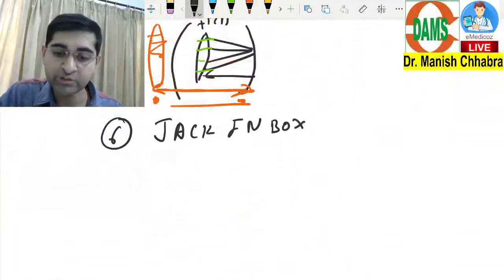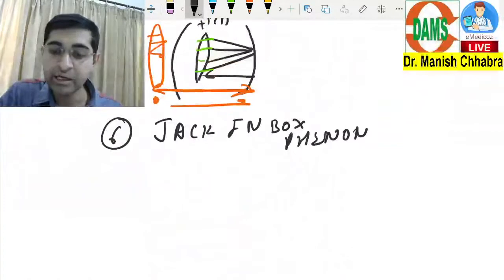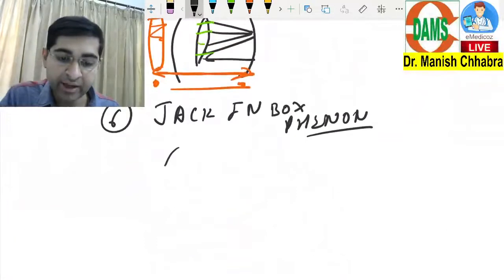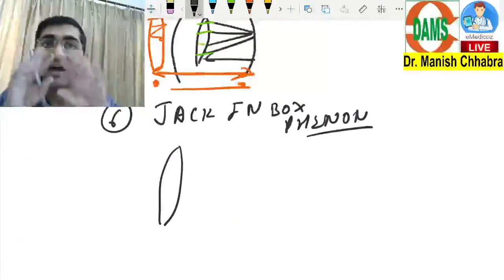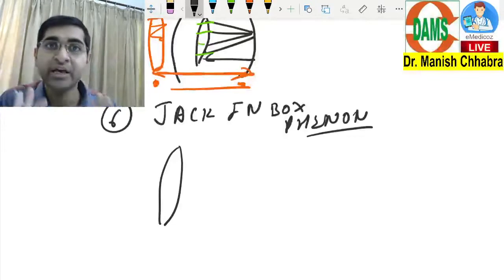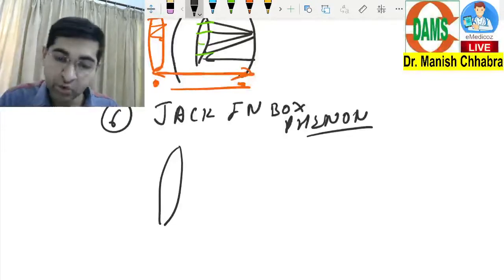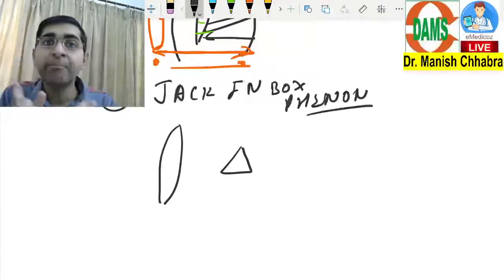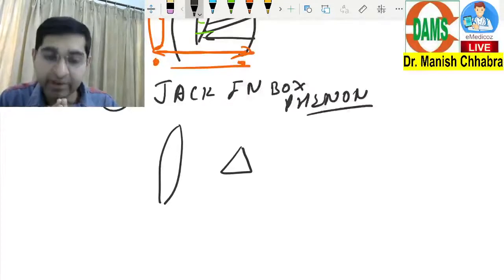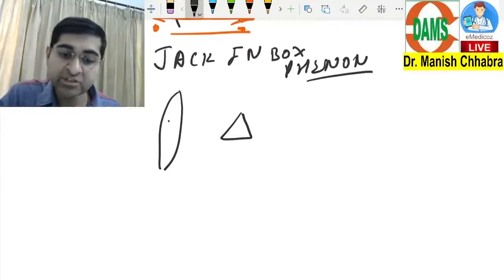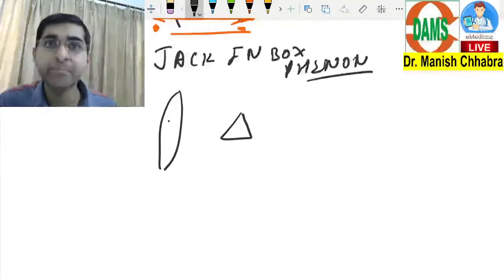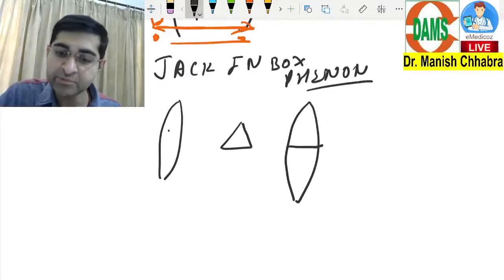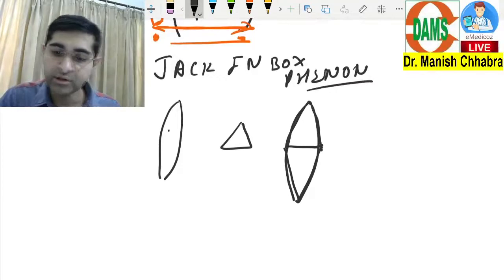Jack in the box phenomenon. So what is the jack in the box phenomenon? There is a roving ring scotoma. Now you know that when a convex lens is given, every lens is made up of small prisms. Every lens acts as a prism. It is the accumulation of multiple prisms that are arranged, right? The lens is thick at the center and thin at the periphery. So you can convert this lens, just think about it, into two prisms. Are you able to understand?